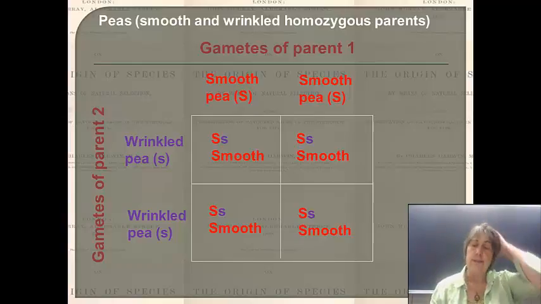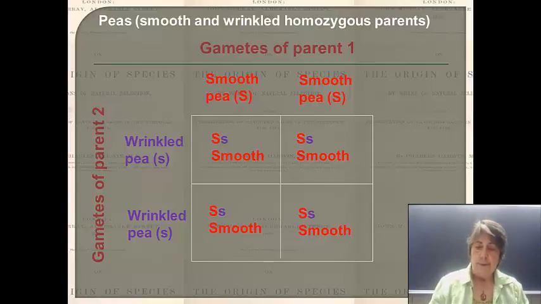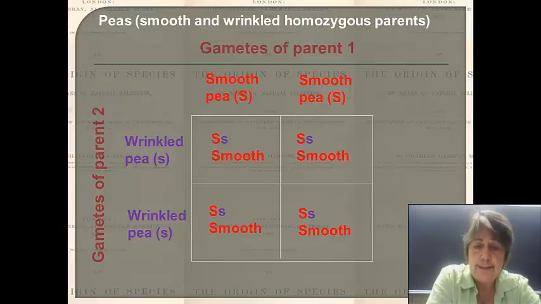The easiest way to understand this, if the previous slide didn't make any sense to you, is to do what we call a Punnett square, which you see illustrated here. What we do is we represent the genes of the first parent along the top of the table and the genes of the second parent along the side. We're going to stipulate that parent 1 is a true breeding smooth parent. So you already know what genes it has.